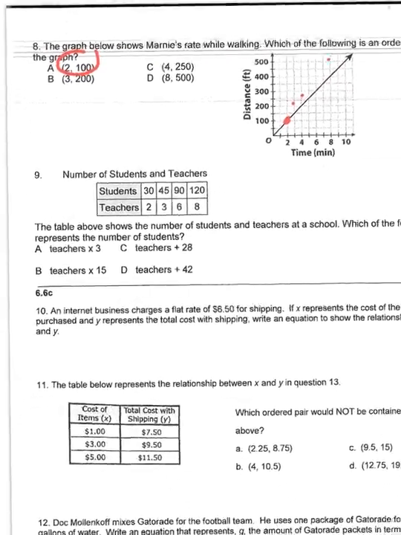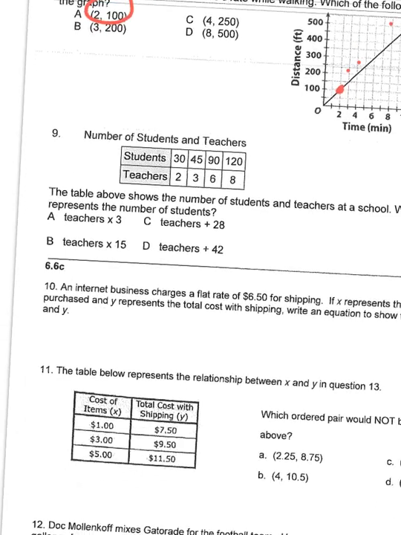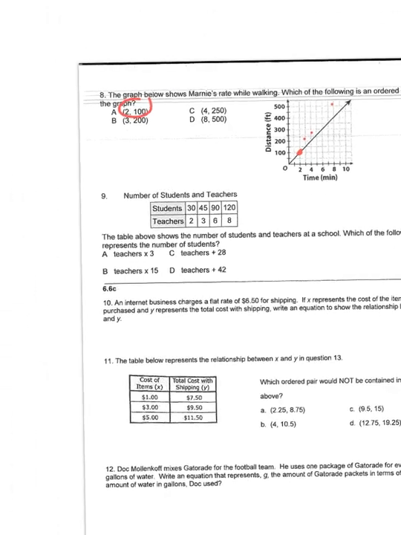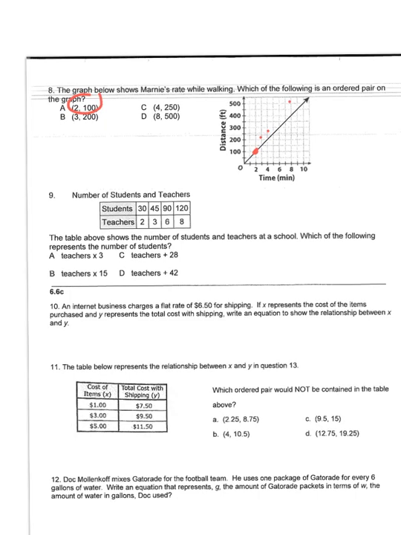Okay, number 9. Students to teachers. The table above shows the relationship. So again, you kind of got to examine the pattern. 30 students to 2 teachers. I can subtract 28 and get the 2, but that doesn't work anywhere else. So let's just take a look at this. Teachers times 3. Okay, 2 times 3 is not 30.